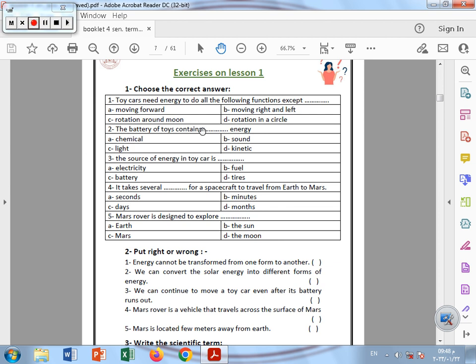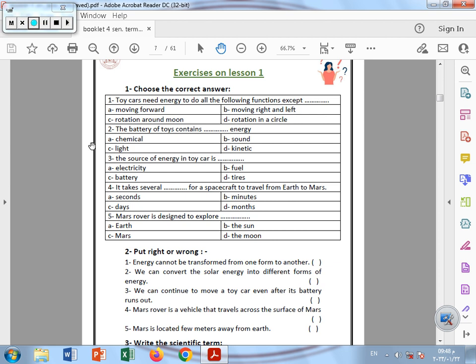Number 2: the battery of the toy contains chemical, sound, light, or kinetic energy. Excellent, chemical energy. We said we can find chemical energy inside the batteries and inside the food or the fuel that we use inside the cars. They all contain chemical potential energy. It's the stored energy.